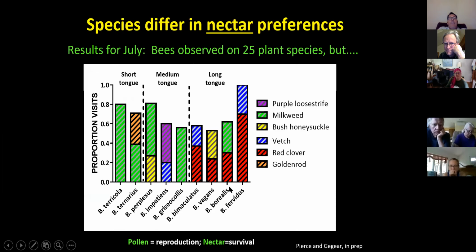And what we found is that, not surprisingly, each species has a unique set of preferences for nectar. So here are data for July. This is just July. We saw bumblebees on 25 different plant species. But when we look at the proportion of each species visiting a particular plant species, it's not even. It's not randomly distributed. So here are short-tongue, medium-tongue, and long-tongue species. And the first thing you notice is that long-tongue bees like to match up with tubular flowers. Red clover and vetch for vagans and fervidus, which are in trouble, are major sources of nectar.